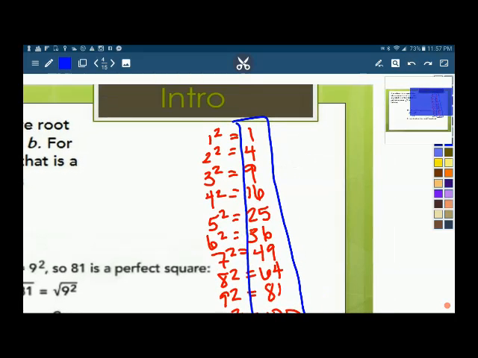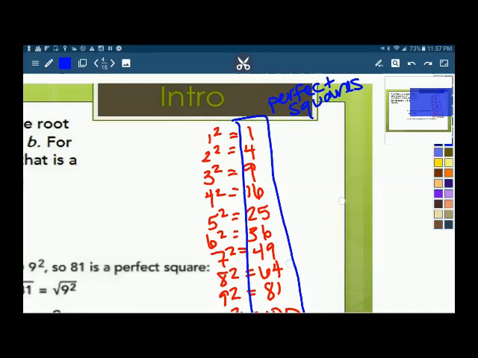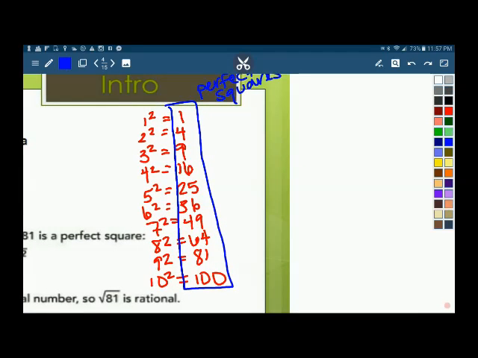I'll write that a little bit further above. Okay, and just to show the opposite relationship in a list, we can say that the square root of 1 is 1. So it's kind of like we're going backwards from the first column.